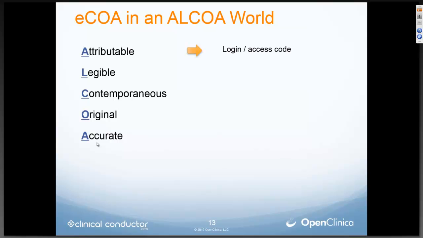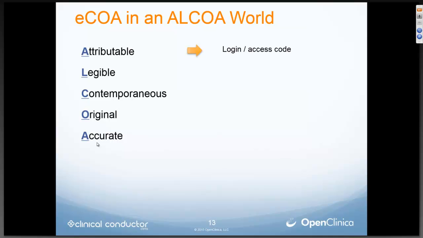So attributable refers to who performed the action or changed the record and why. In an eCOA world, any user would have some sort of login or access code. You'd have audit logs, and you're able to track these things much better than in a paper world.